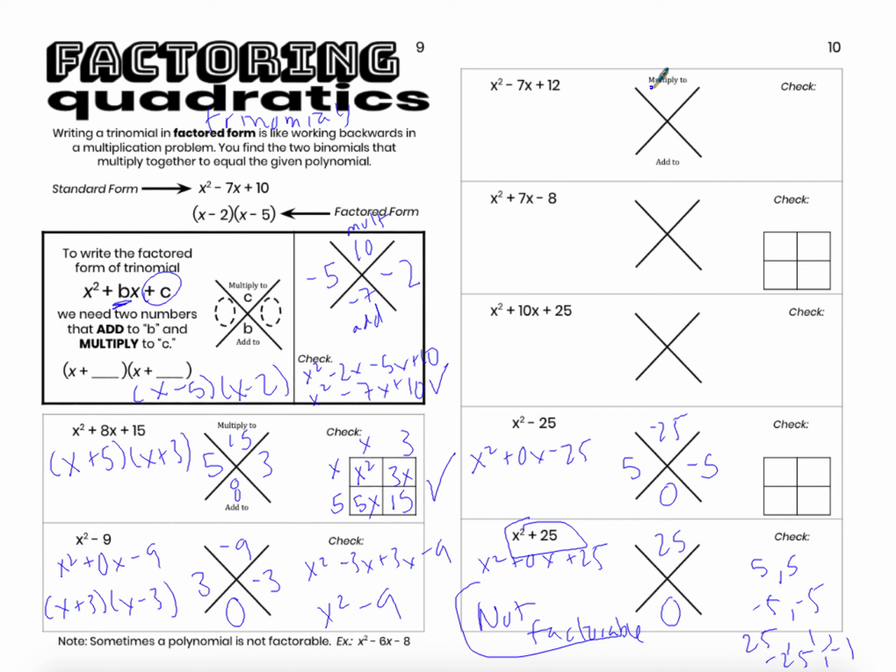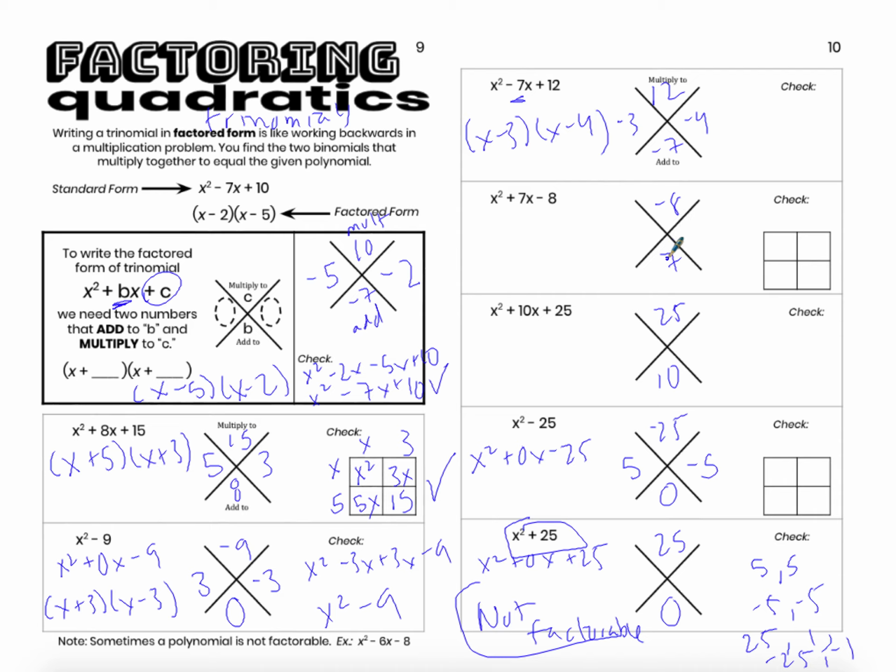The other ones, we're just going to do our diamond. 12, negative 7, negative 8, 7, 25, and 10. And we're looking for the two numbers that multiply to the constant and add to the coefficient in front of x. From there, we write out our factored form, and then we check it with the distributive property, or if we're not forced to check it, we check it in our head. Yes, x squared minus 4x minus 3x gives me negative 7x plus 12.